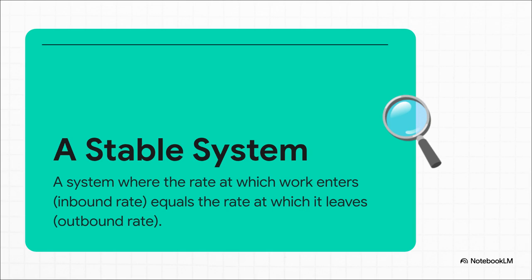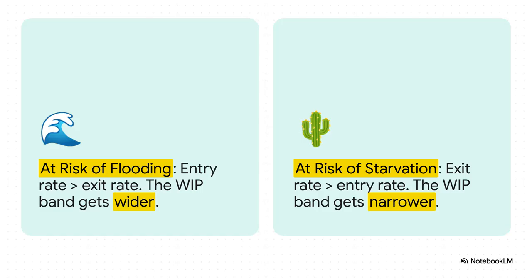So, what does a healthy system look like? Well, in an ideal world, the amount of work you're starting is pretty much the same as the amount of work you're finishing. On the chart, this looks like the top and bottom lines of your doing band running more or less parallel to each other. But when things get out of whack, the CFD basically screams at you. If that WIP band just keeps getting wider and wider, your system is flooding. You're taking on water faster than you can bail it out.